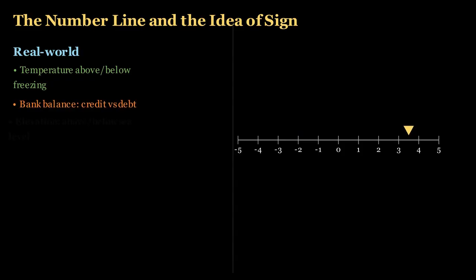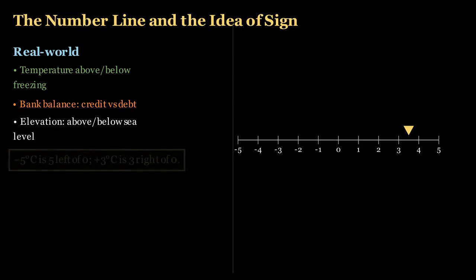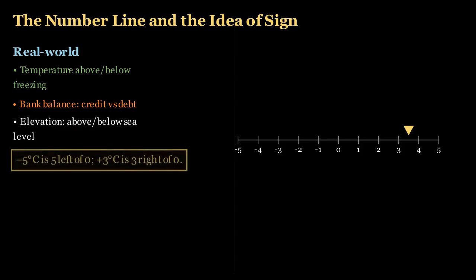This same idea works for money. A bank balance of -200 rupees means you owe money, you're 200 to the left of 0. A balance of +500 means you have money, 500 to the right. The number line gives every quantity a home, and the sign tells you instantly whether you're above or below the reference point.